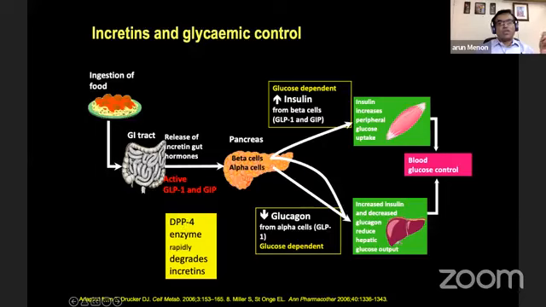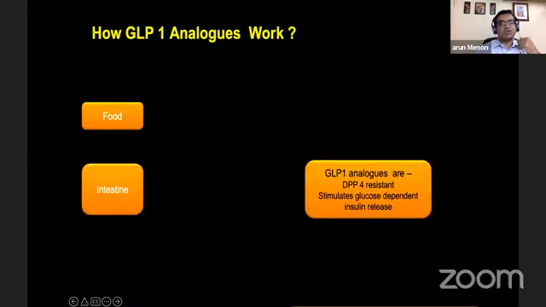Now, what is the role of GLP-1 and GIP? The main actions are on the pancreas, the beta and alpha cells, where they increase insulin secretion. So this is a glucose-dependent insulin release. So that is the action here. And at the same time, they shut off the glucagon or reduce the glucagon production from the alpha cells. So this is the pathophysiology we are talking about.